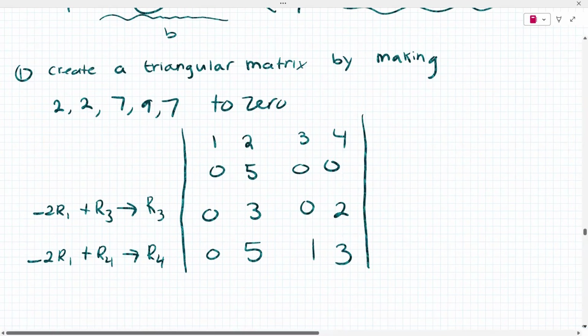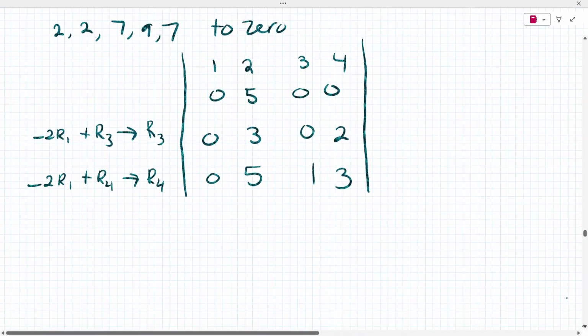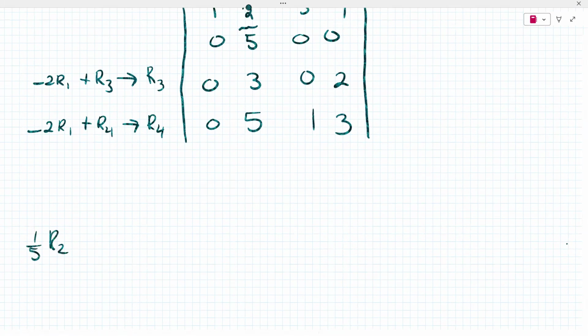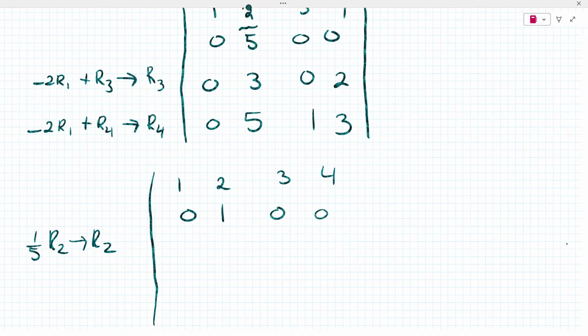Okay, next thing I would do is, oh, I would make this 5 right here into a 0. So it's going to be 1/5 row 2, and then it gives me row 2. So that's going to give us this new matrix: 1, 2, 3, 4, 0, 1, 0, 0, 0, 3, 0, 2, 0, 5, 1, 3.